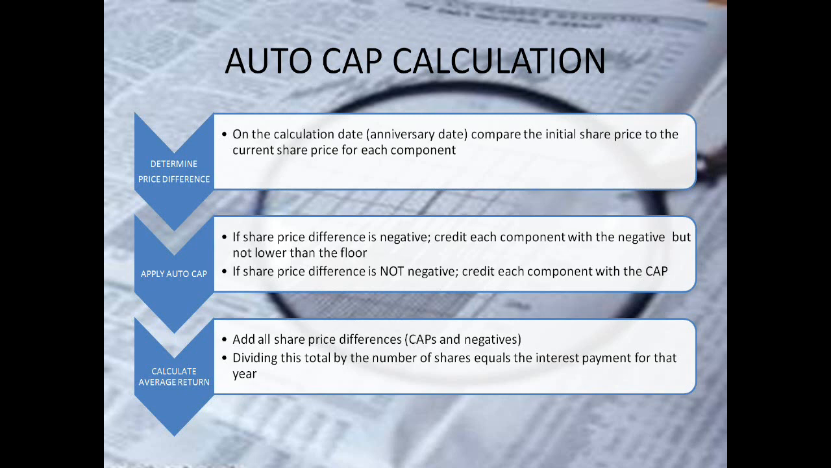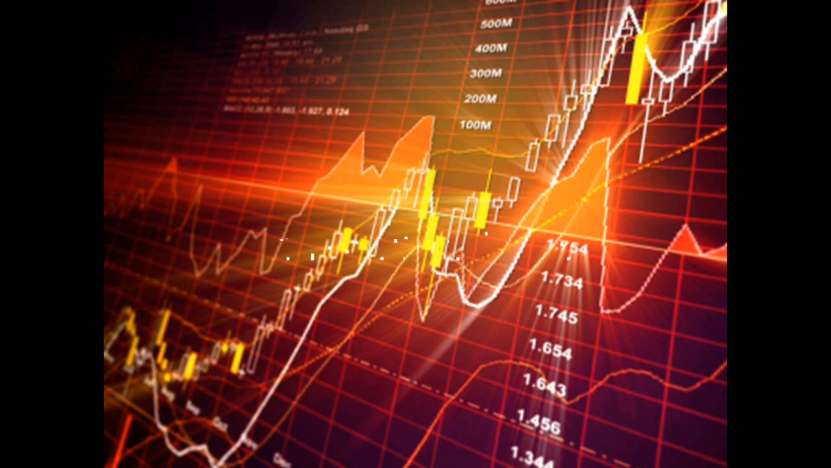And then, of course, all 10 stocks, positive and negative, will be added together and averaged, divided by the number of stocks, 10, and that will, of course, be the interest rate paid to your client for that year. But in no event will it be less than that minimum guaranteed return of 1.5%. So very good offering from Barclays, high minimum guarantee of 1.5%, up to a maximum of 5.5% with the auto cap feature. So another very good looking product.